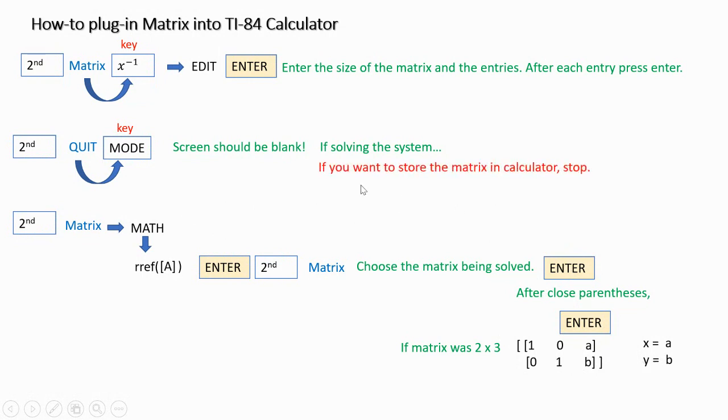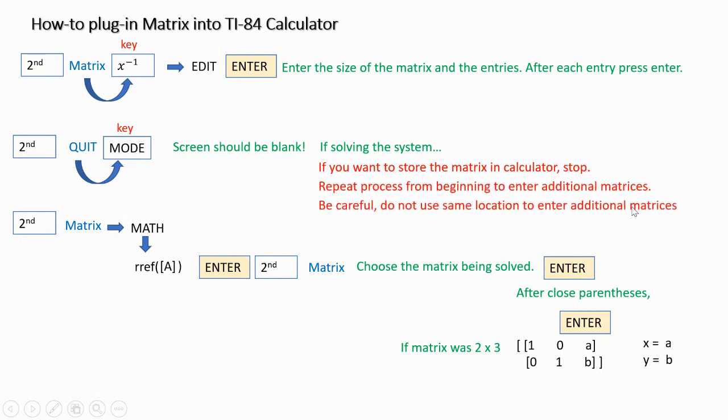Now let's pretend that you want to store another matrix in the calculator. You repeat the process from the beginning to enter additional matrices. Be careful, do not use the same location. For example, if you already used matrix A, you go to matrix B. This way you can add, subtract, and multiply matrices on the calculator. This is to check your work. Most instructors, including myself, want to see the work that you did, and you can use the calculator to check your results.